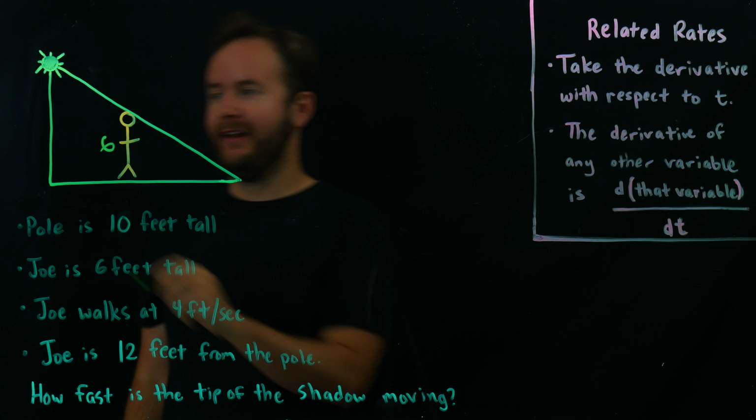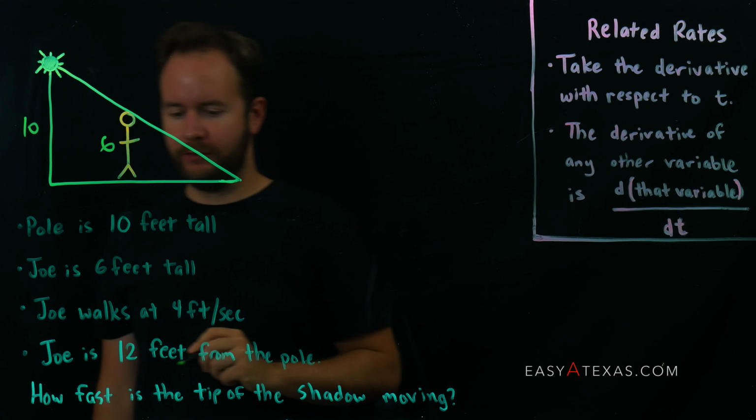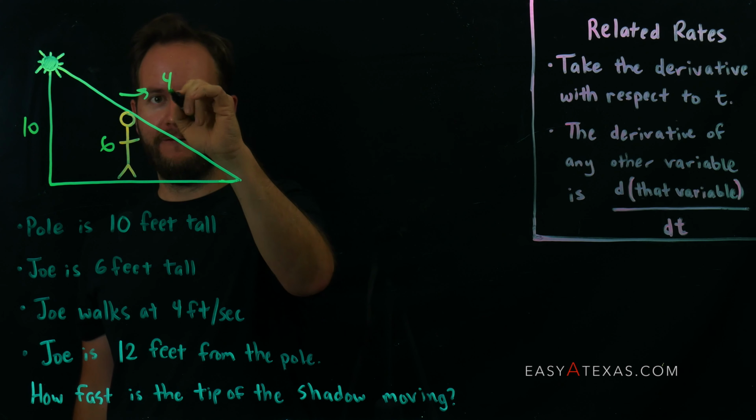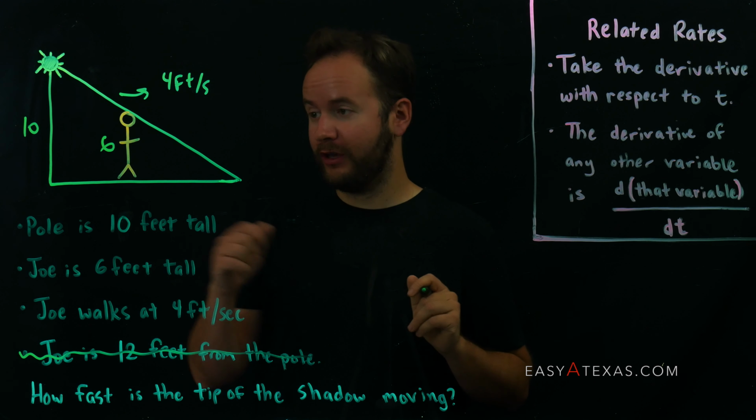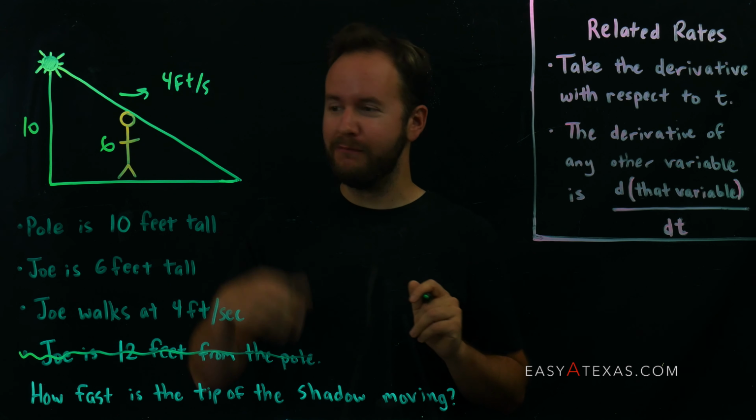All right, in this related rates problem, we've got a story about Joe. Joe is a man who is 6 feet tall. The pole he's standing next to is 10 feet tall, and Joe walks forward at 4 feet per second. Turns out the fact that Joe is 12 feet from the pole, or whatever distance he is from the pole, is irrelevant. We don't actually need that piece of information. It can be misleading that you need it, but you don't.